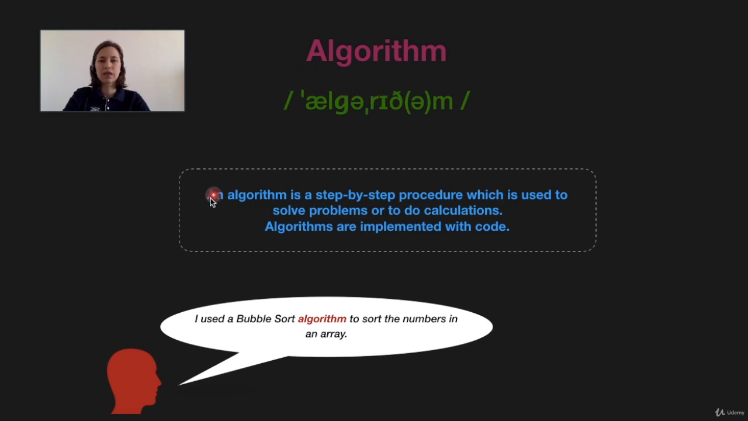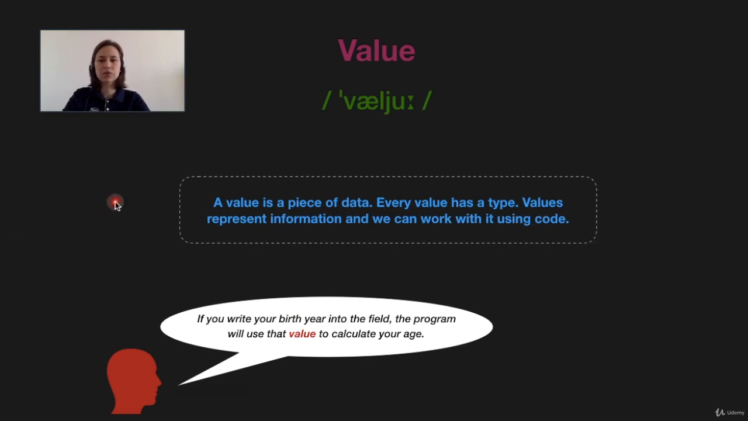Algorithm. An algorithm is a step-by-step procedure which is used to solve problems or to do calculations. Algorithms are implemented with code. And an example, I used a bubble sort algorithm to sort the numbers in an array. The next one, value. Value. A value is a piece of data.